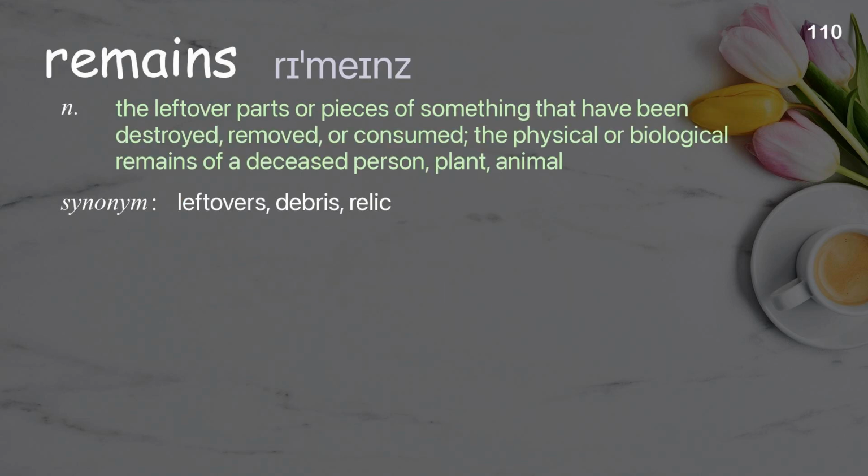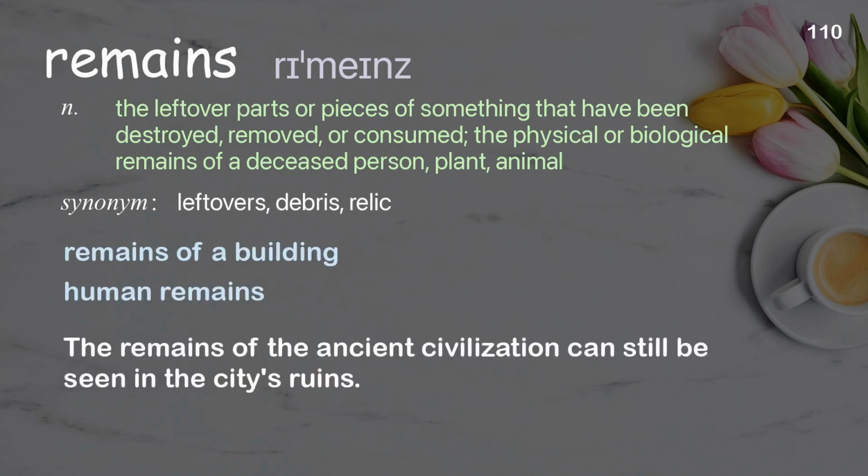Remains. The leftover parts or pieces of something that have been destroyed, removed, or consumed, the physical or biological remains of a deceased person, plant, animal. Examples: Remains of a building. Human remains. The remains of the ancient civilization can still be seen in the city's ruins.